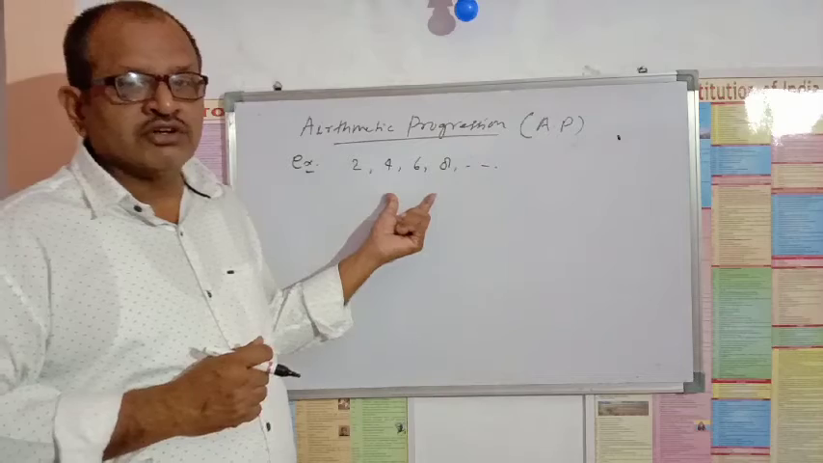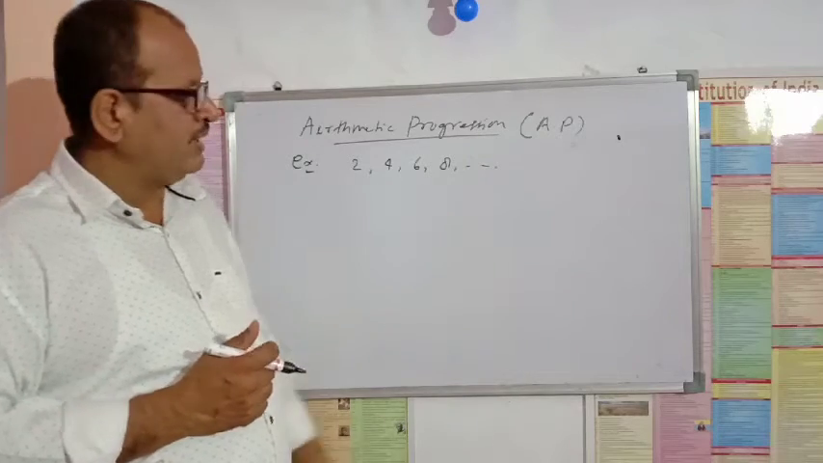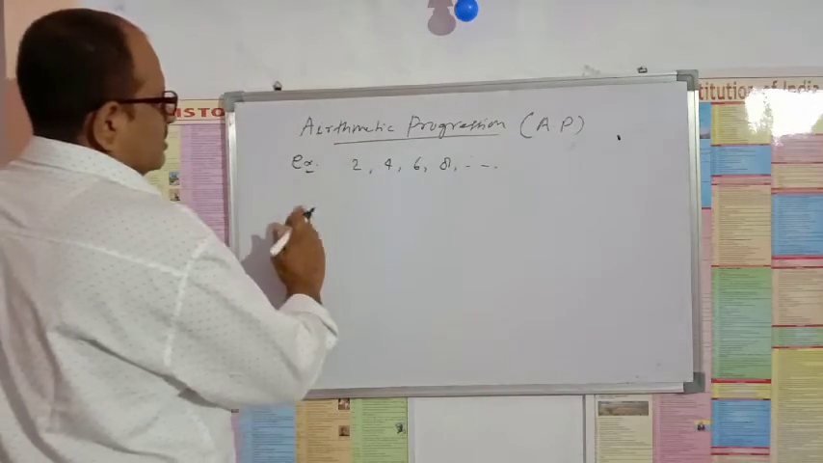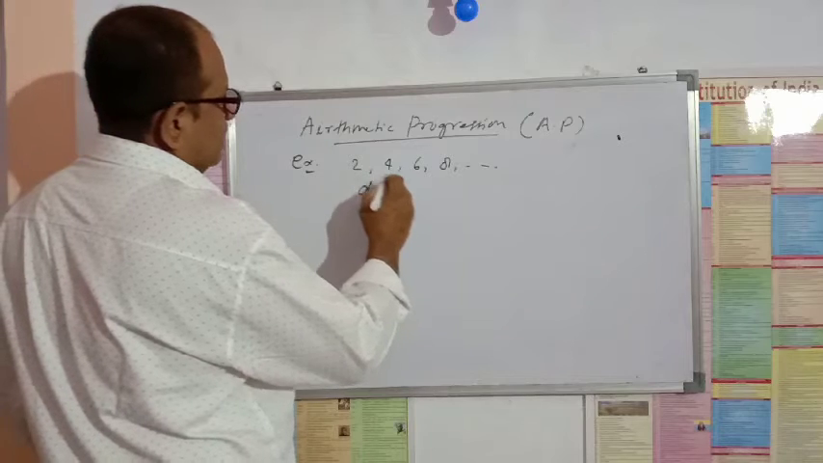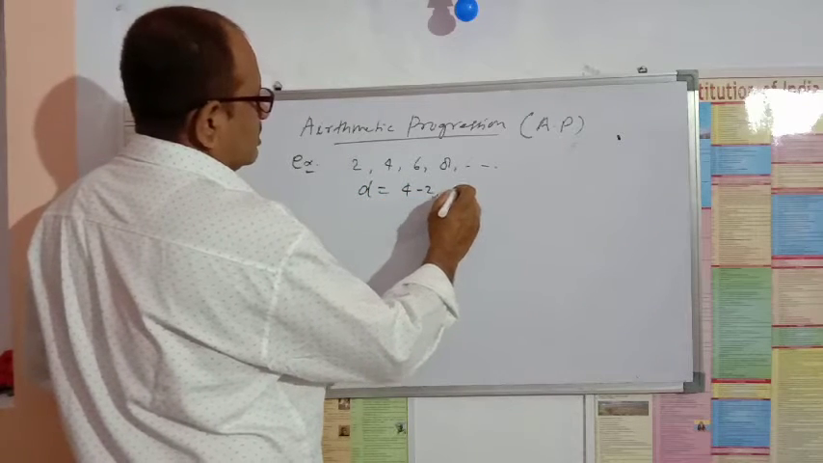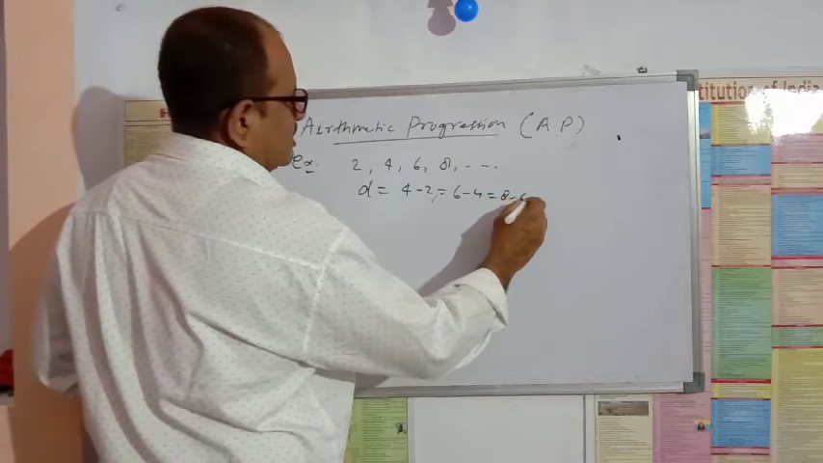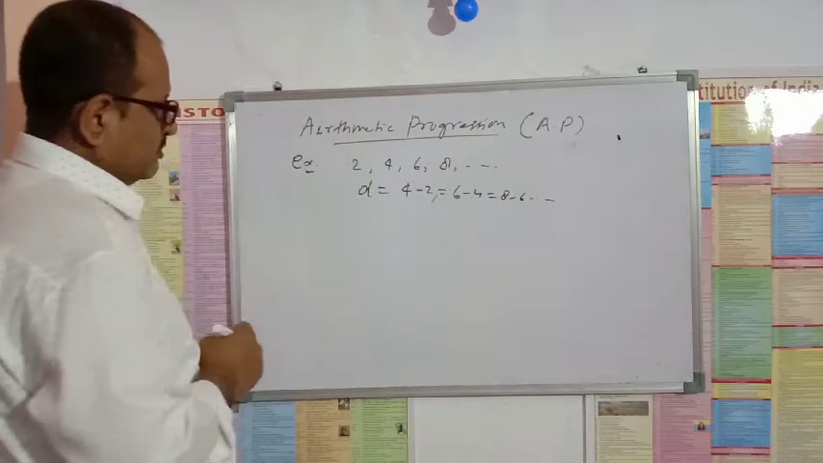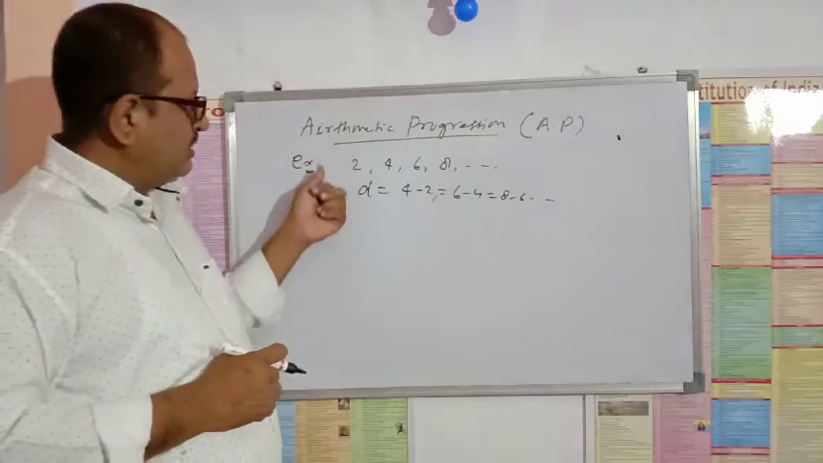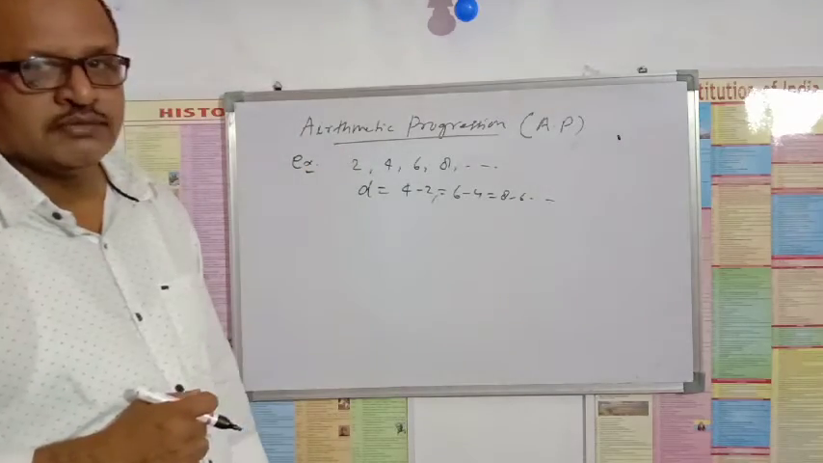That constant is called the common difference. It is represented by d. So what is d here? We can write 4 minus 2, 6 minus 4, 8 minus 6. So d is 2. This is the definition of arithmetic progression.